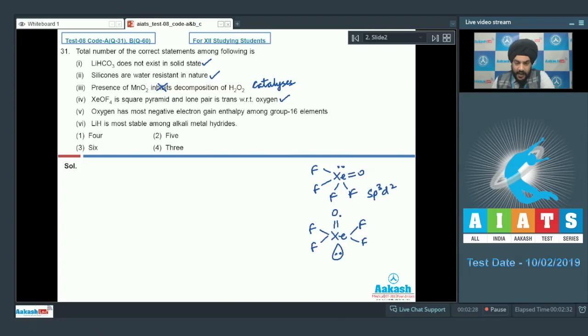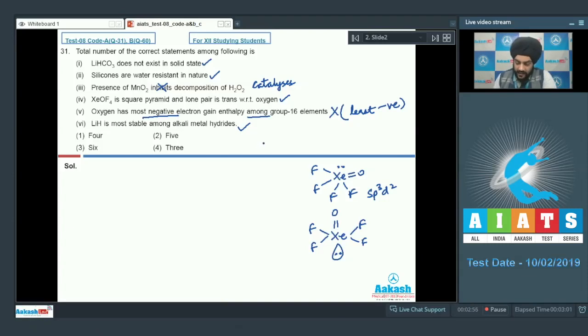If you look at the fifth statement now, oxygen has most negative electron gain enthalpy among the group 16 elements. This statement, students, is incorrect. It has the least negative. If you look at the sixth statement now, LiH is most stable among the alkali metal hydrides. So this statement is correct because of similar sizes. So this statement is correct, students.